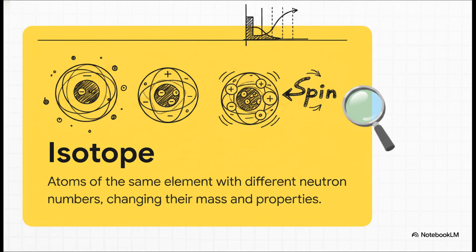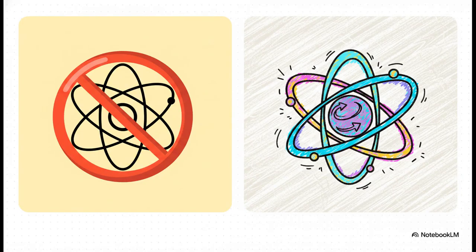Just as a quick refresher, an isotope is an atom of the same element, meaning it has the same number of protons and acts chemically identical. But it has a different number of neutrons. Sure, this changes the atom's mass, but far more importantly for quantum computing, it dictates a vital property called nuclear spin. Let's use barium to see why this matters so much.